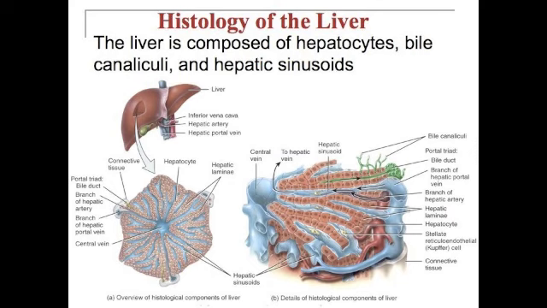So this is figure 24.17, and this is on page 967. And this talks about the histology of the liver. The liver is composed of hepatocytes, bile canaliculi, and hepatic sinusoids. So the hepatocytes are the major functional cells of the liver and perform a wide array of metabolic, secretory, and endocrine functions. These are specialized epithelial cells with 5 to 12 sides that make up about 80% of the volume of the liver.